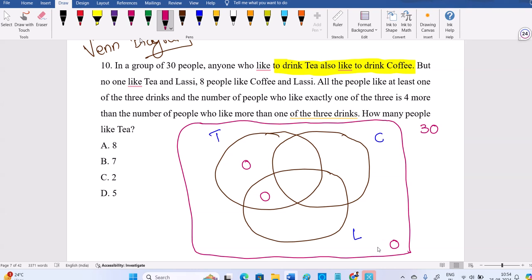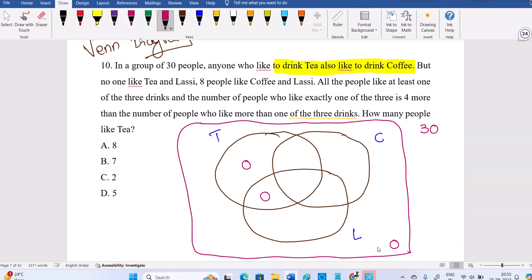Among those three circles, that is zero, because all 30 people like at least one of the drinks. How many people like tea? Next, all the people like at least one of the drinks, fine. And the number of people who like exactly one of the three is 4 more than those who like more than one of the three drinks. Fine. So we need to bring a relationship here, and they gave tea and lassi out.